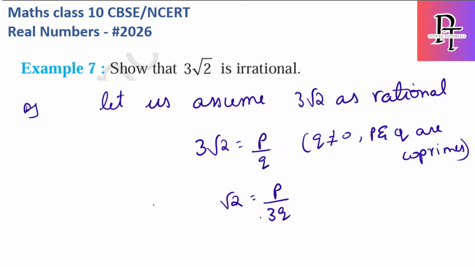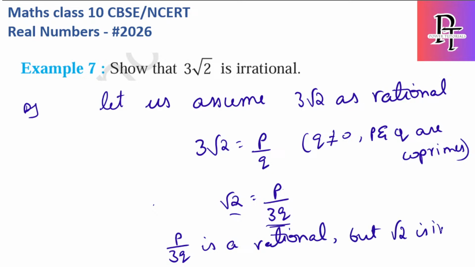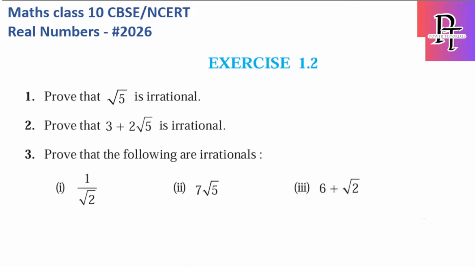Okay, so here it is saying root 2 is equal to p by 3q. p, comma, q are integers, so p by 3q is rational, but root 2 is irrational. So I'm stopping here because you can write yourself that the assumption is wrong, root 2 is irrational. Okay, let's move to the next questions. So in exercise 1.2, in total you have 5 questions. So we'll solve them one by one fastly.